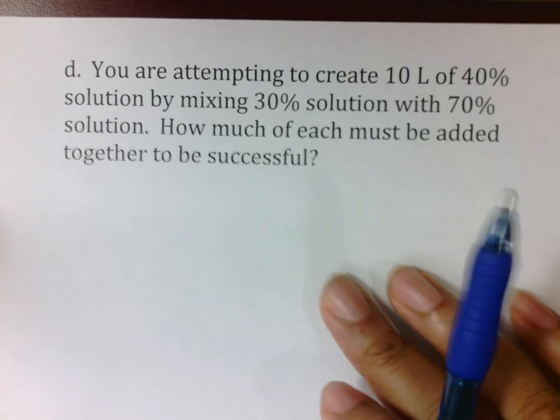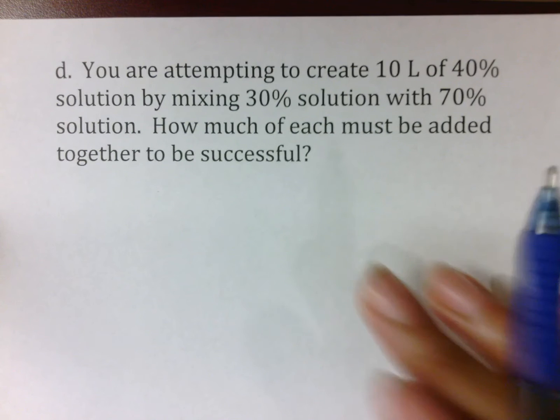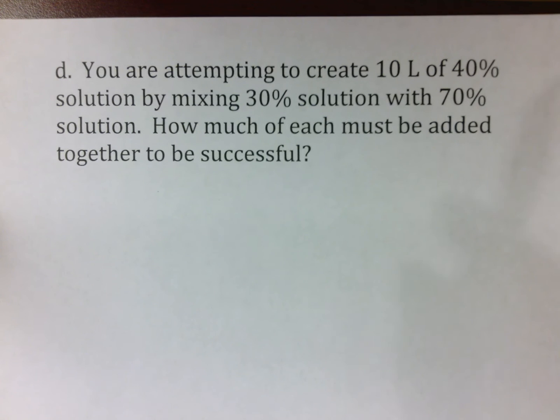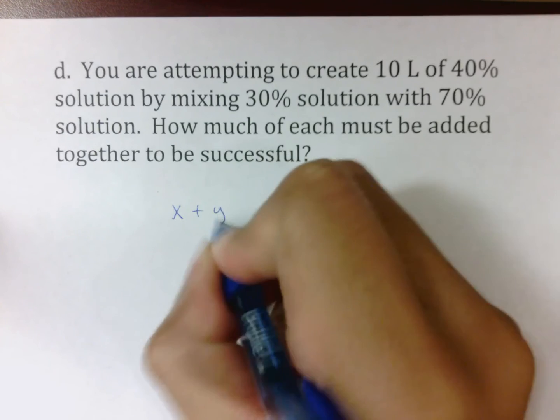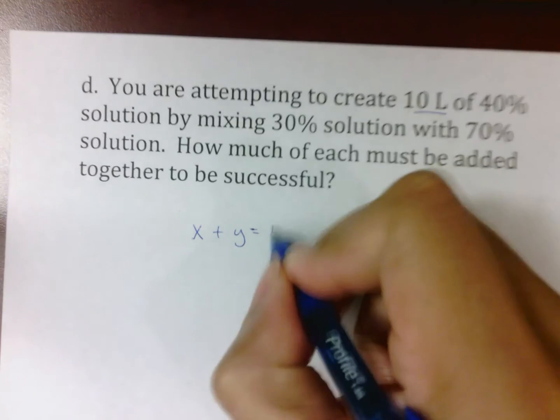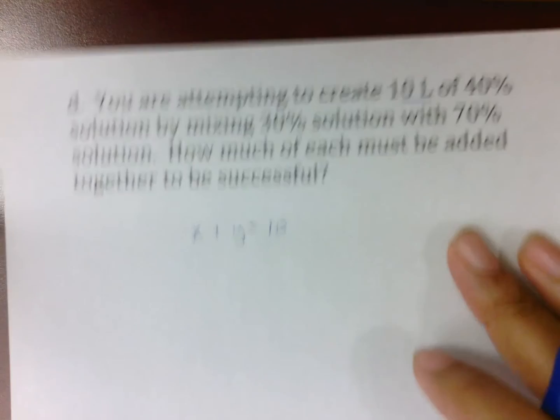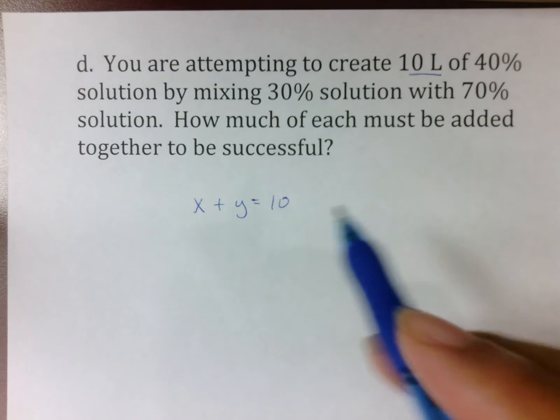This is the one that pushes people and makes them think a lot. You're attempting to create 10 liters of 40% solution by mixing 30% solution with 70% solution. How much of each must be added together to be successful? What we are looking at here is I have some amount of solution plus another amount of solution that's going to add up to 10 liters. And again, I don't know how much of each one.